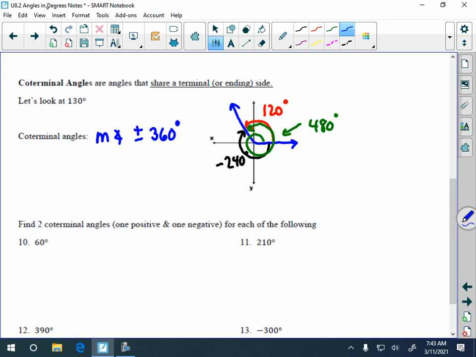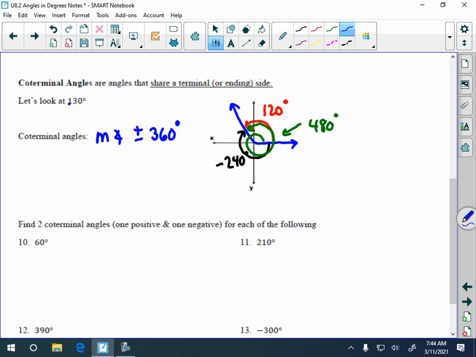Now you can do this as many times as you need to, so it doesn't just have to be done once or twice. You could do it multiple times. So you could have a really big negative angle. So let's say you had negative 1,000. Well, if you want to find a positive coterminal angle, adding 360 degrees one time isn't going to get you a positive angle. So you'd have to do it another time and another time. So you'd have to keep adding 360 until you get it to be a positive angle, if that's what the question was asking.